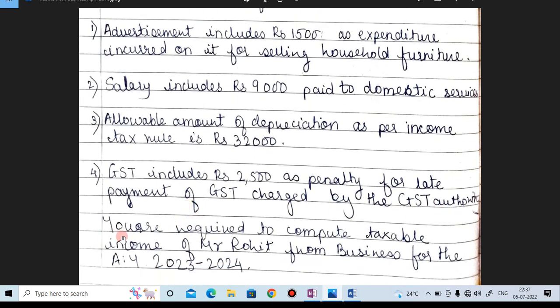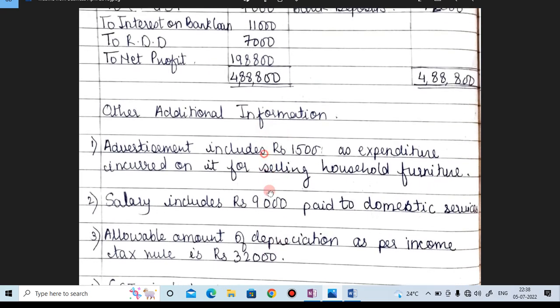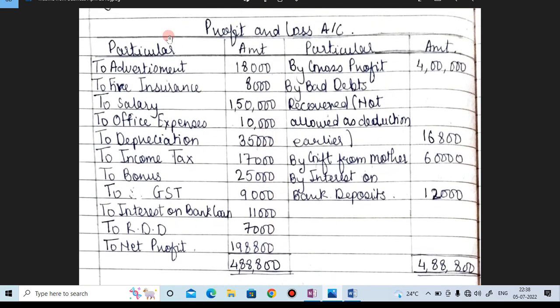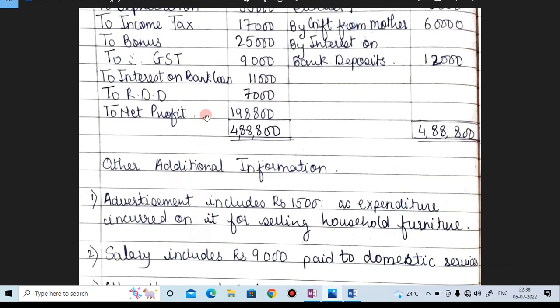And what you are required to do next is compute the taxable income of Mr. Rohit from business for the assessment year 2023-2024. So we have to compute the taxable income of Mr. Rohit from business. Mr. Rohit is the owner of the business and now we have to compute his taxable income from the business. So this was the question. I hope you have understood the question.